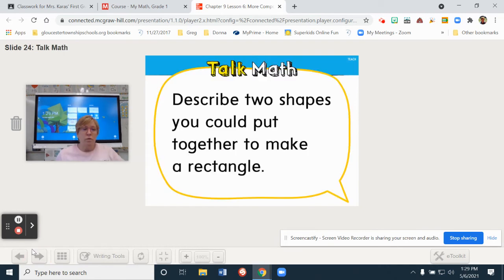Okay, now for the next talk map, it says to describe two shapes that you could put together to make a rectangle. What shape could that be? Do you have those two shapes? Try them and see. Did you get a rectangle with those two squares? Yes, you guys are pros with that, right? Because we've been working with those squares quite often.